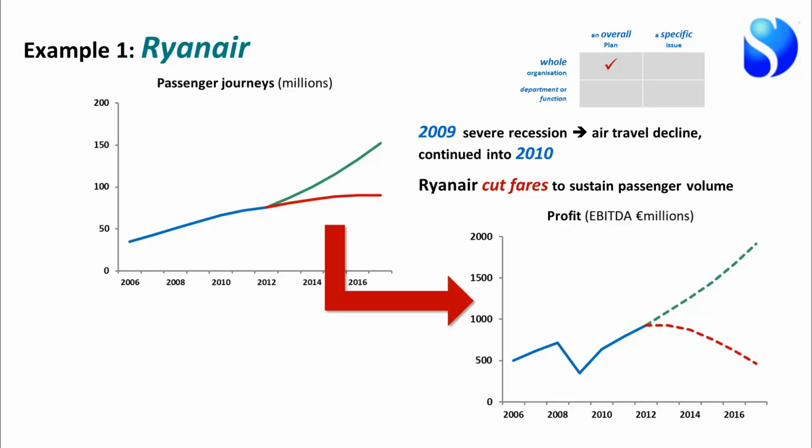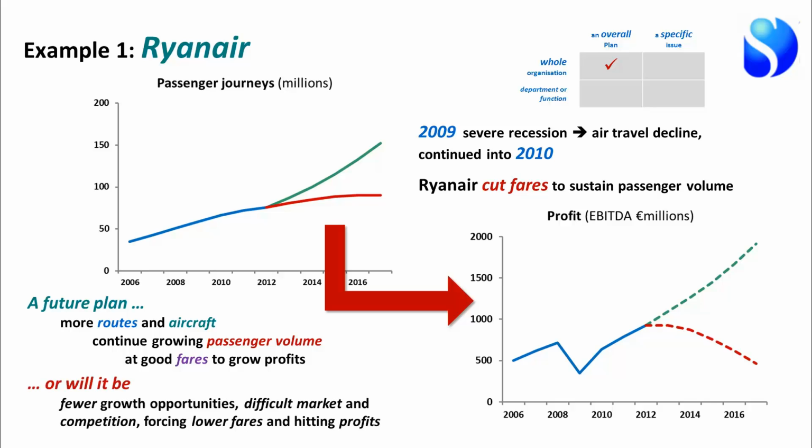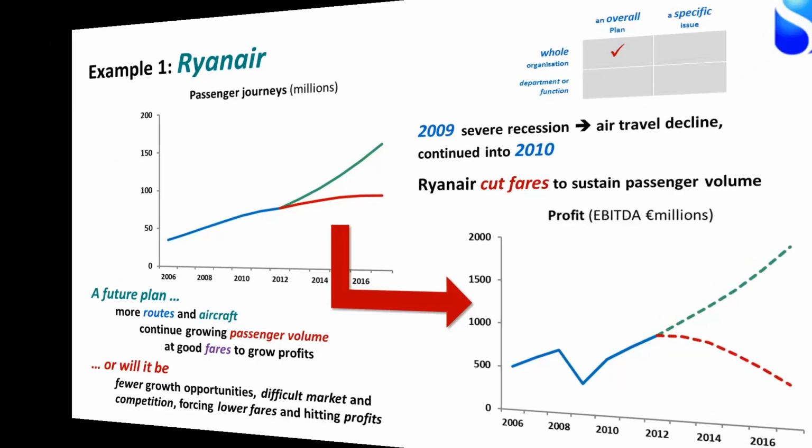If we're looking for an overall plan for the whole organisation here, we want a future plan for this whole airline to do with more routes and aircraft, continue growing passenger volumes, doing so at good fares so that we grow profits and we follow that green line on those charts. Or will it be fewer growth opportunities, difficult market conditions and competition, forcing us to lower fares again and hitting our profits? Those are our two alternative futures.